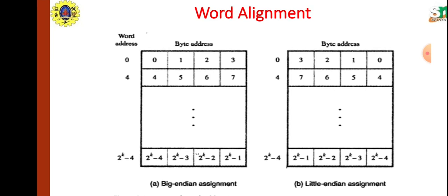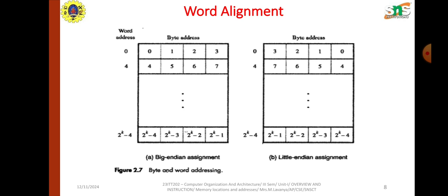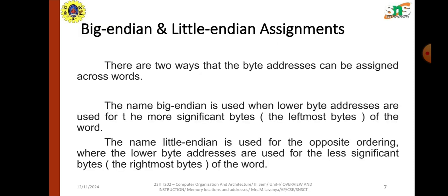Whereas, as I said earlier, if the memory location is of 2 power k, then it will occupy the address space from 0 to 2 power k minus 1, and this is a 32-bit address system. So each and every word is of 4 bytes. So here the address space consumed is mentioned as 0 to 2 power k minus 1, and this is for big endian assignment. Let us see little endian.